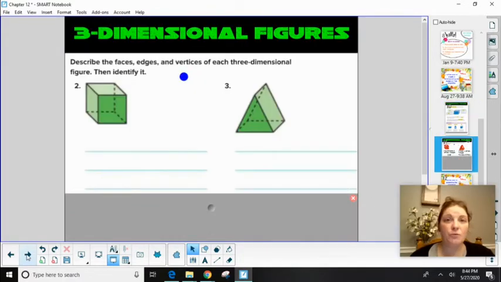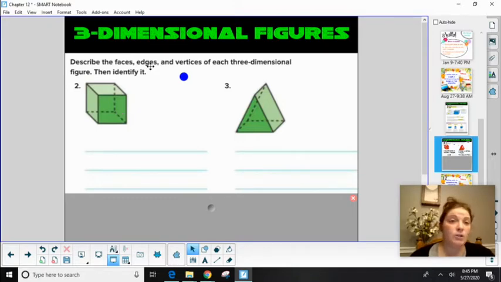All right, let's do a few practice problems. Describe the faces, edges, and vertices of each three-dimensional figure, then identify it. Let's count the faces for number 2 first. So let's keep a count. I have the top and the bottom. I have the left and the right. And then I have the front and the back. So that gives me a total of 6 faces.